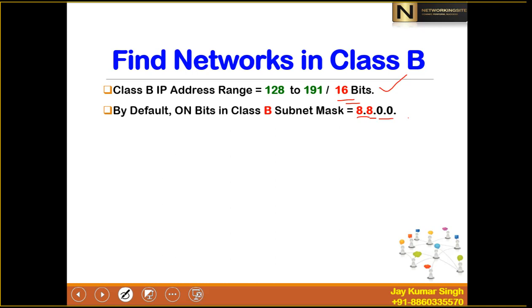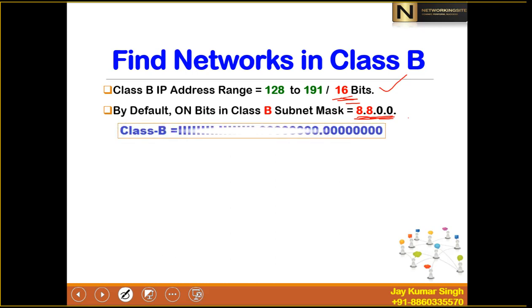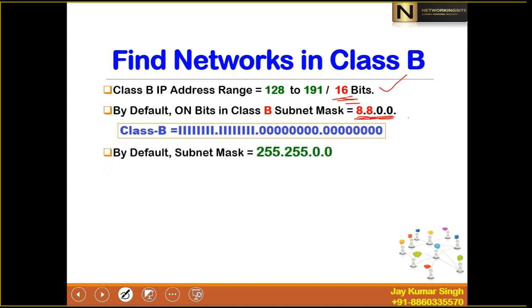When we use 16 bits, it is like this: 8.8.0.0. So the subnet mask will be like this: 255.255.0.0. This is common and we already know it. Now there will be two network octets and two host octets. This also we know.